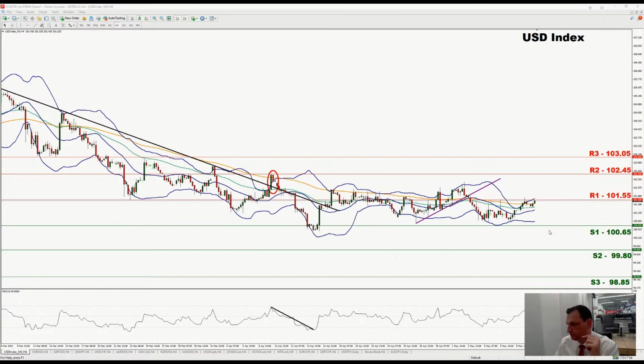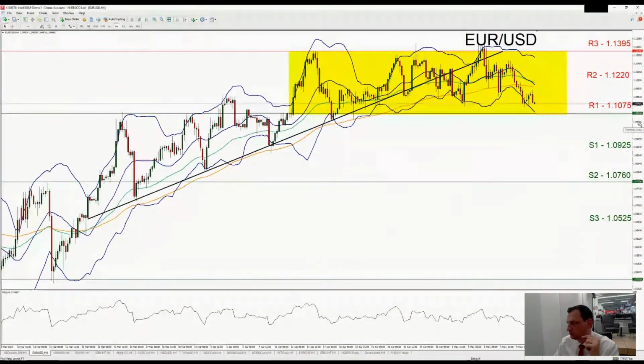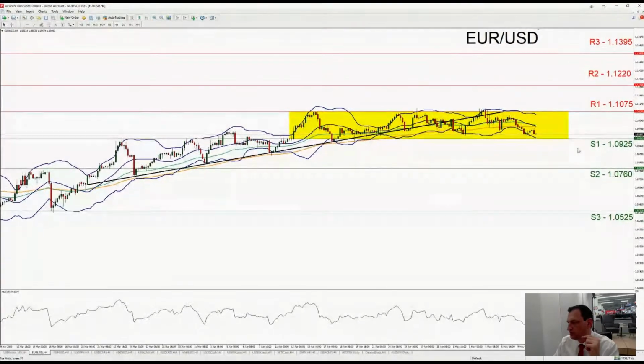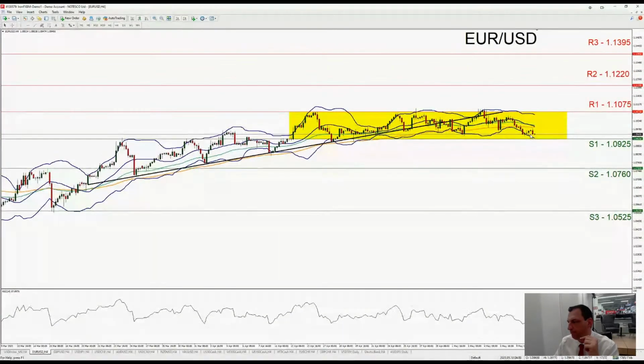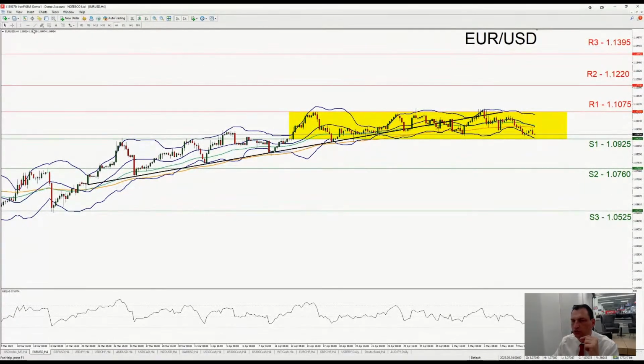Okay, let's have a look at Euro USD. Euro USD, which edged a little bit lower during today's European session, but overall remains in sideways motion. We could also draw a downward trend line. Give me a sec. Like this.